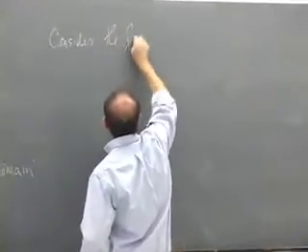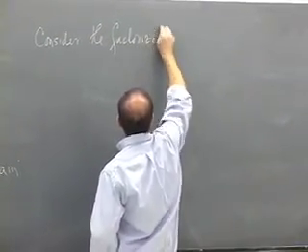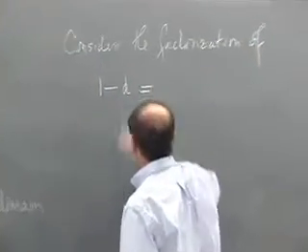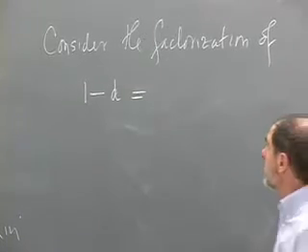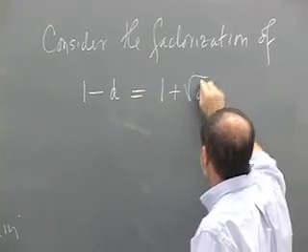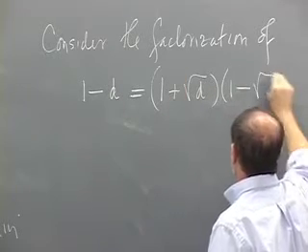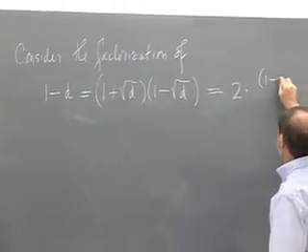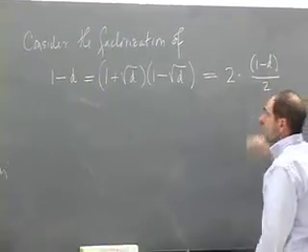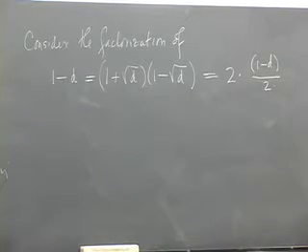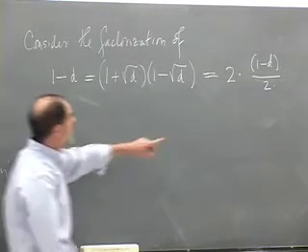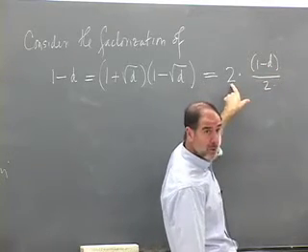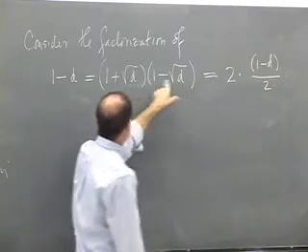All right, so consider the factorization of 1 minus d. I'm going to write 1 minus d in 2 different ways. I'm going to write it as 1 plus the square root of d times 1 minus the square root of d. And I'm going to write it as 2 times (1 minus d)/2. Now, since d is 3 mod 4, it's an odd number. So if I subtract it from 1, I get an even number. So this is an integer. Those are elements in our ring. And these are certainly elements in our ring.